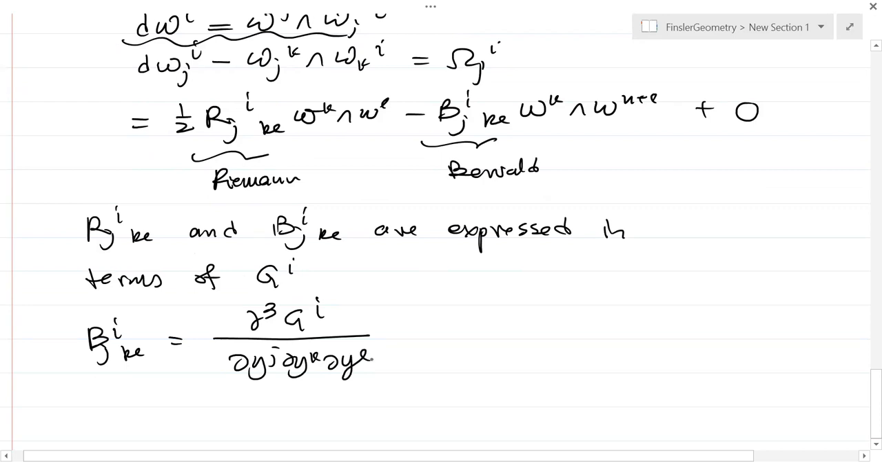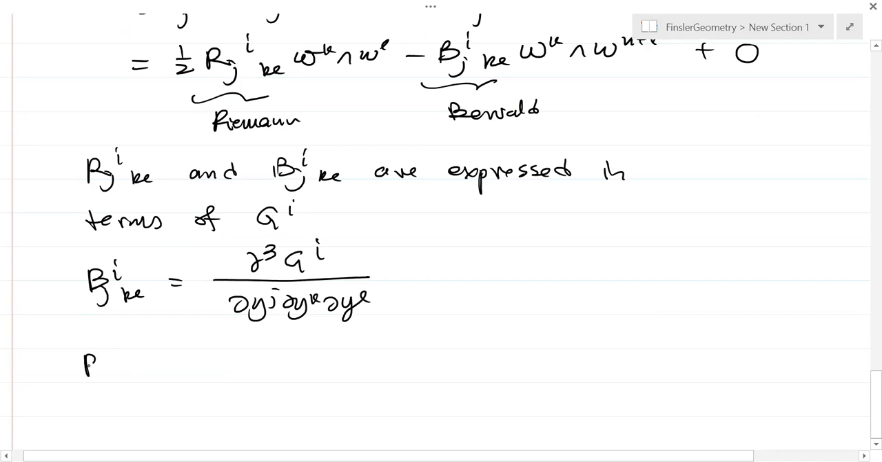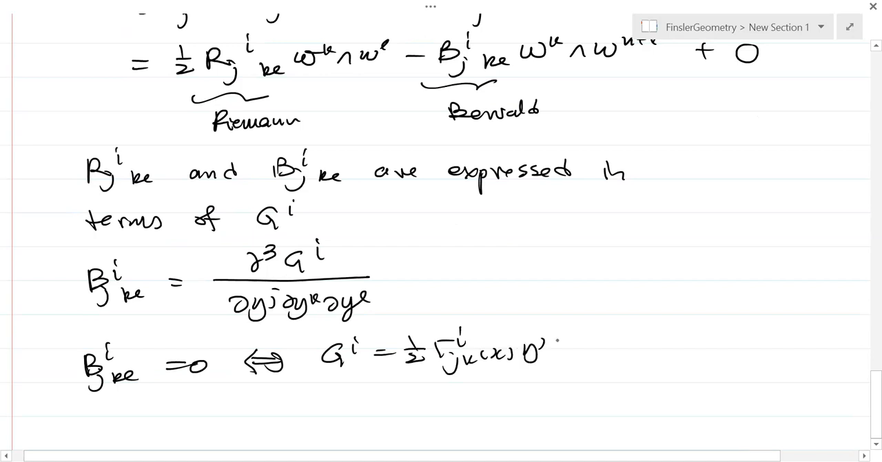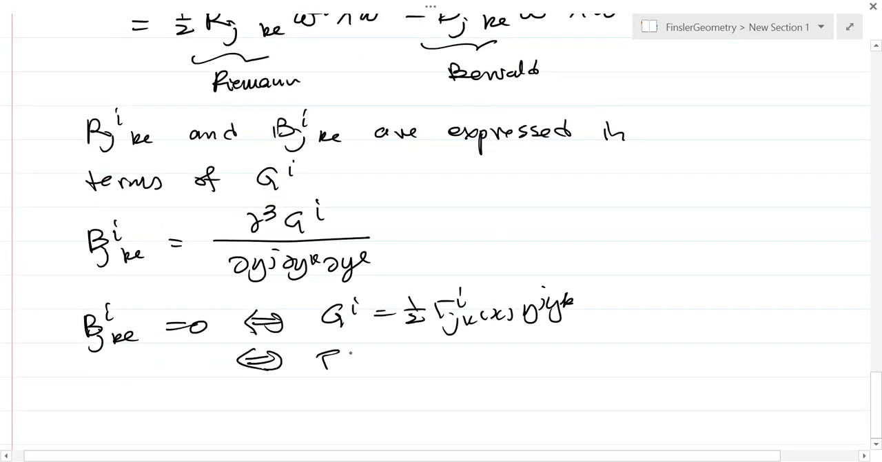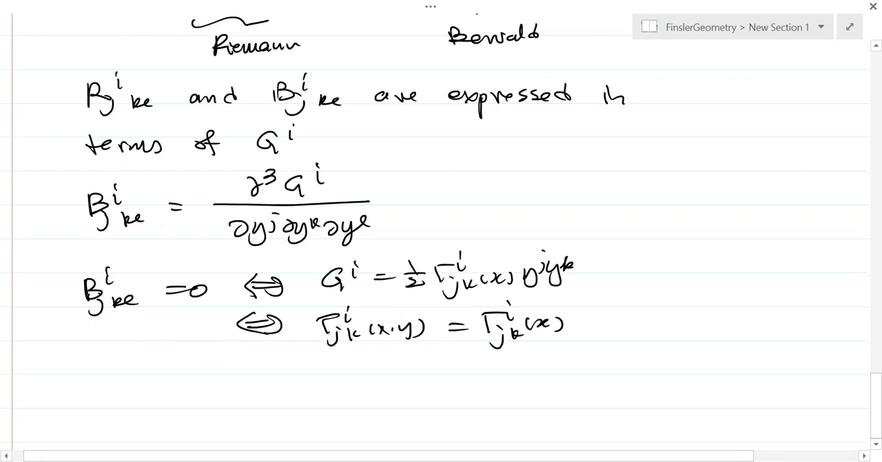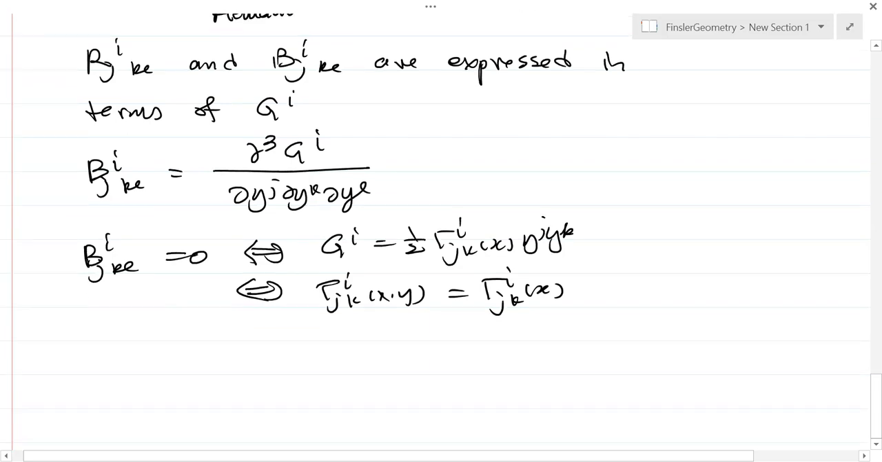Okay? Actually, it's going to be a tensor on Tn. And clearly, BIGKL equals zero if and only if GI is going to be in that form, quadratic. In other words, if and only if gamma IGK XY is independent of Y. So you can use this as a coefficient for a linear connection. In this case, you get a linear connection on here.